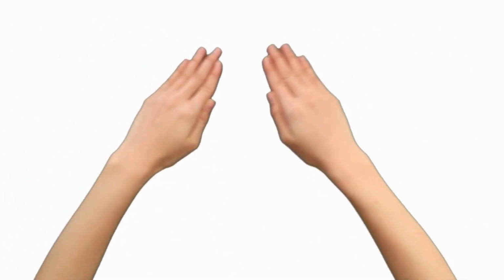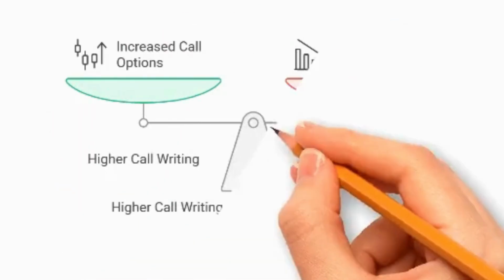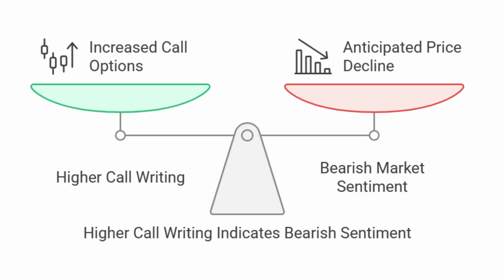Now we move on to the PCR score, the Put-Call Ratio score. This one is all about option writer activity. So PCR below 0.75, call writers are super active, and that's actually a negative score. On the flip side, PCR above 1.25 means put writers are dominant, positive score. Interesting. I've always paid attention to the put-call ratio. It can be a good indicator of overall sentiment.